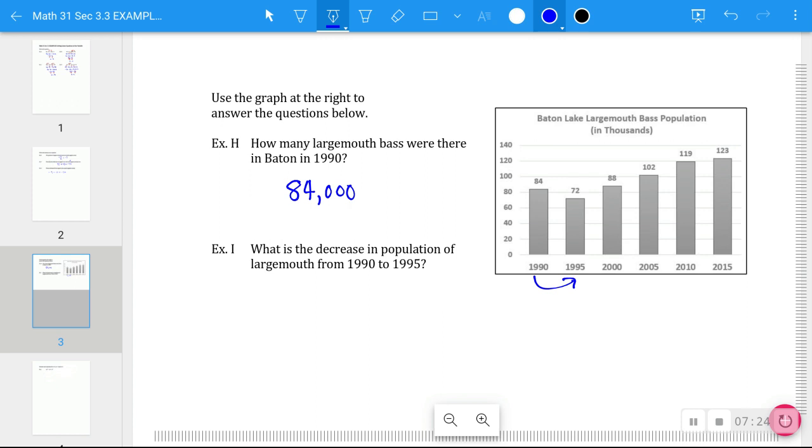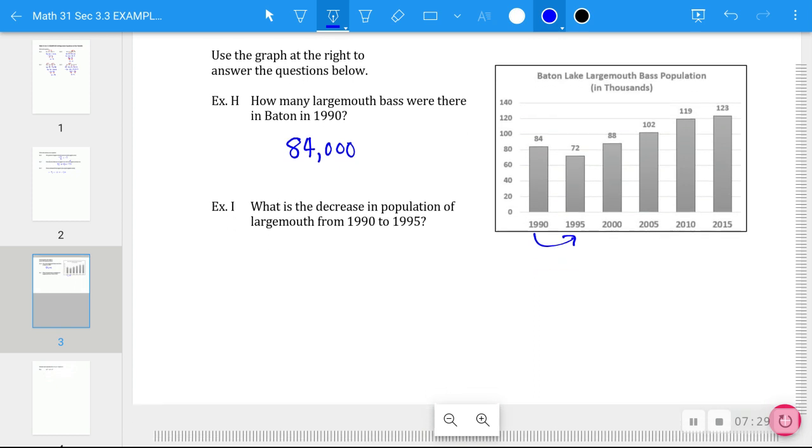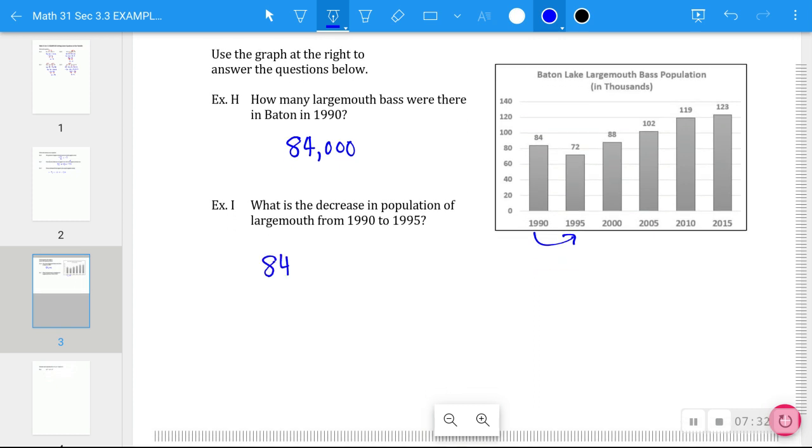Okay, example I wants to know the amount of decrease from 1995 to from 90 to 95. In other words, how many fewer largemouth bass were there between those 2 years. So take the larger amount and subtract the smaller amount. And that gives 12, but once again, this is actually 12,000 fewer fish is how you interpret that. Now, it looks like the population of fish recovers in the subsequent years, so maybe they realized that year that they had to do something to fix some of the population troubles for the largemouth bass in that lake.